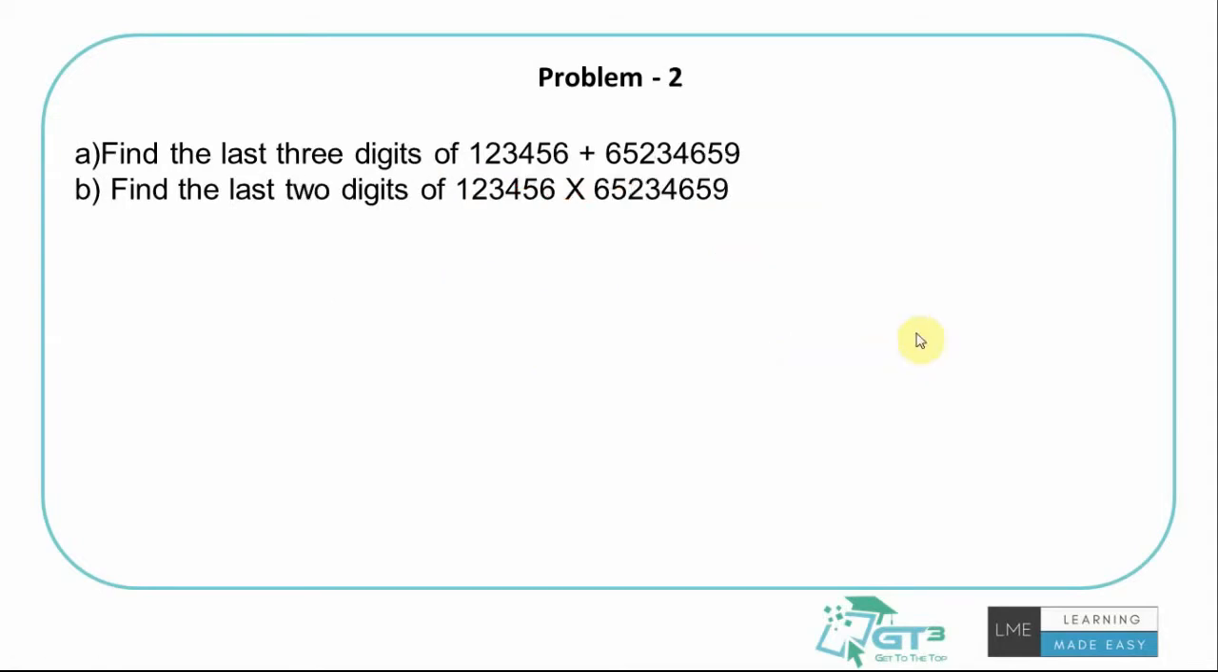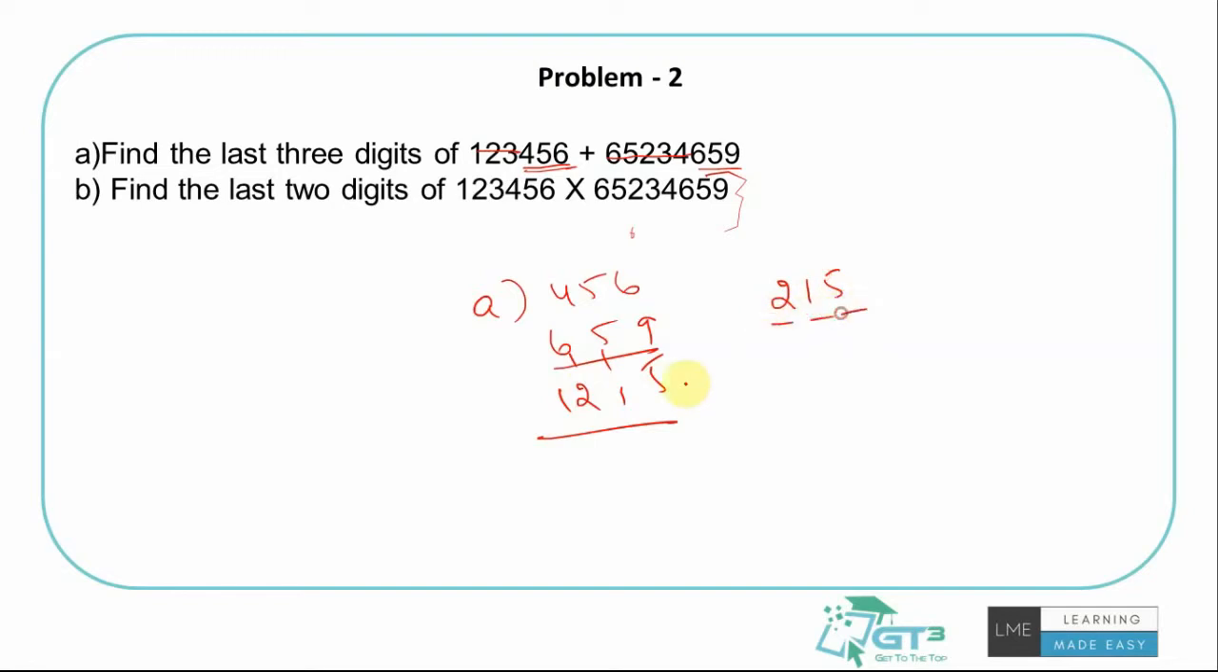Here the question is asking me to find the last 3 digits of this. So I'll just ignore everything else and focus only on the last 3. So the question is fundamentally asking me to add 456 and 659. So it's fundamentally 215 are the last 3 digits. I just have to pick the last 3 digits. I won't care about this.